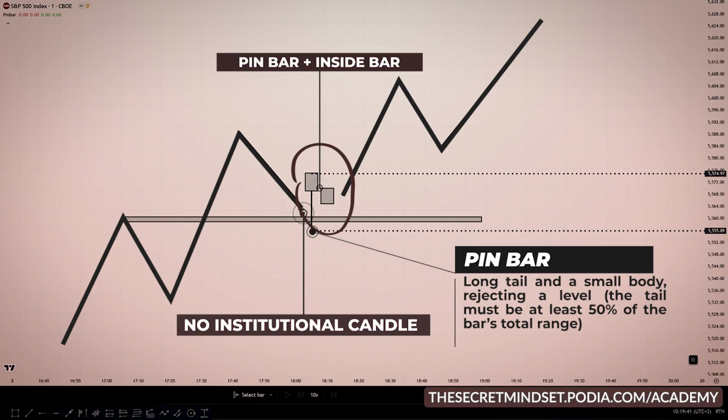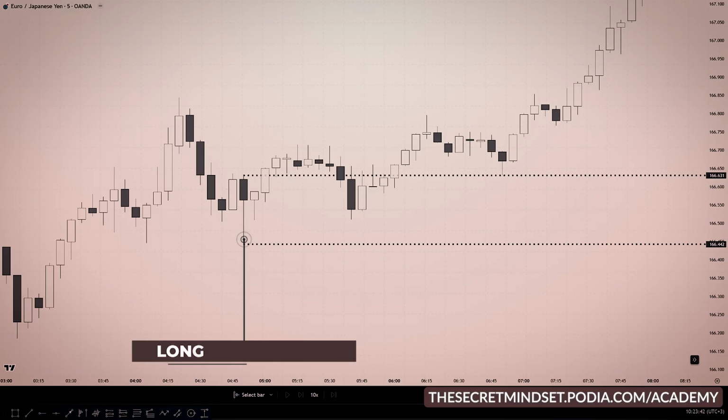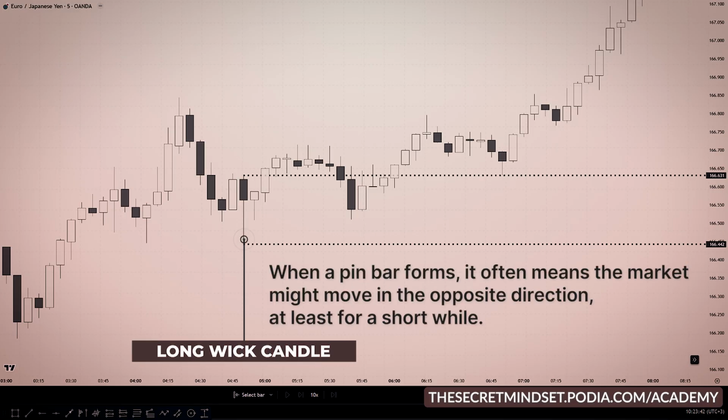For a real pin bar, the tail must be at least 50% of the bar's total range. The longer the tail or the wick, the stronger the pin bar signal. Candles with long wicks are great for scalping because they help you spot possible market reversals. When pin bars form, it often means the market might move in the opposite direction, at least for a short while.